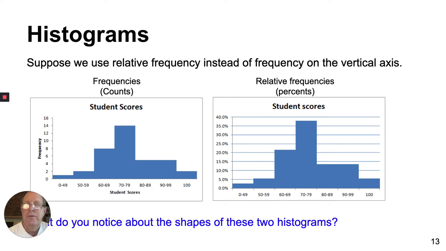So the histogram on the left shows the data in frequencies or counts. The histogram on the right shows the data in terms of relative frequencies or percents. What do you notice about the shapes of these two histograms? Well, of course, they are the exact same shape, regardless of whether you have frequency or relative frequency on your graph. On my right graph, I should have included relative frequency on my vertical axis and student scores on the horizontal axis.